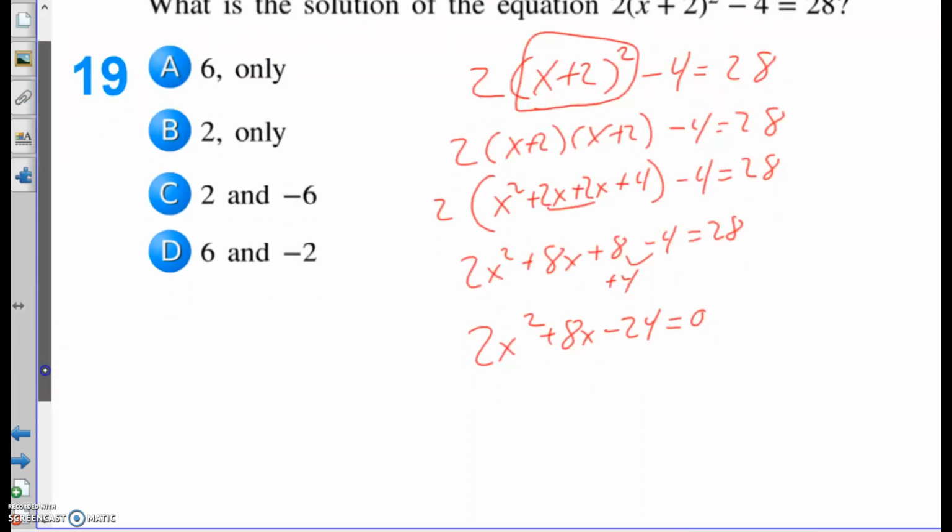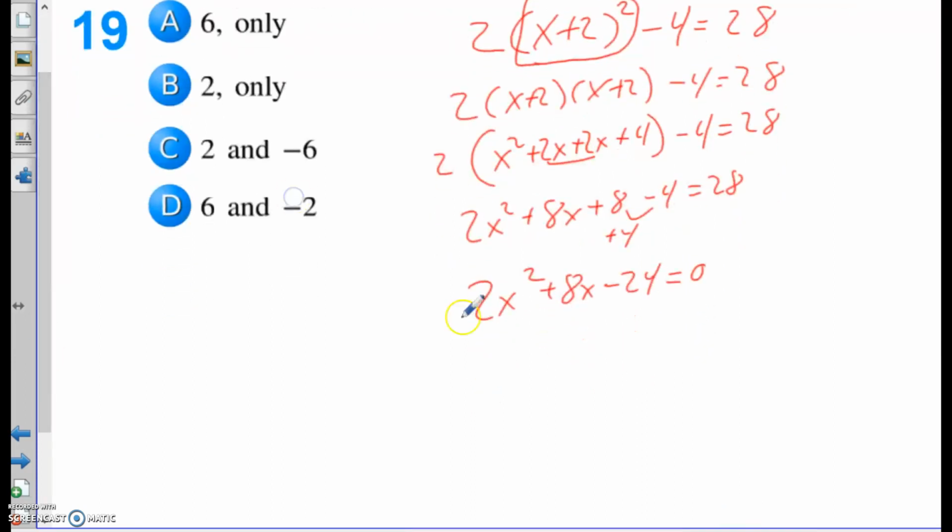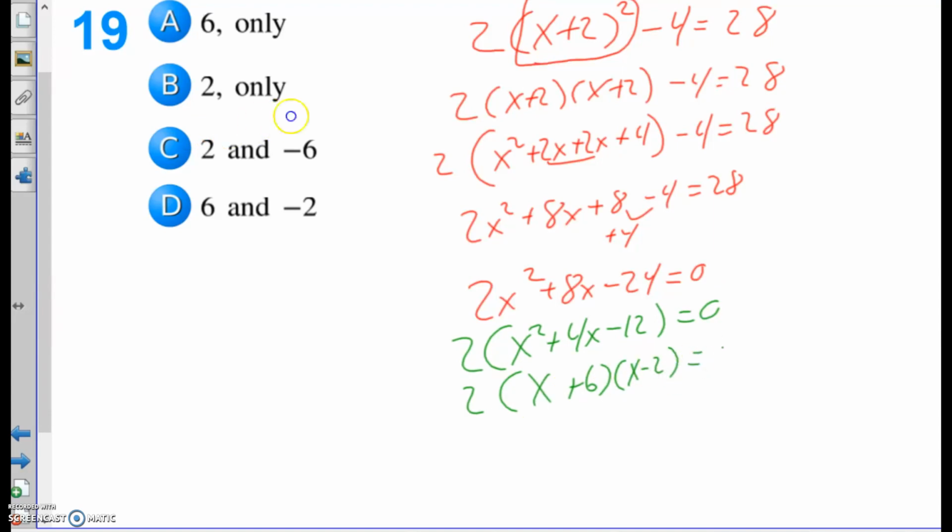And I could factor this. I do recognize that there's a GCF. Divide everything here by 2. So that'll leave you with x squared plus 4x minus 12 equals 0, and that can be factored. x plus 6, x minus 2 equals 0. Those are the numbers that multiply to this and add to this. And I could solve these. I think you recognize the pattern that factors turn into solutions. We see kind of an opposite sign there. So I end up with negative 6 and positive 2.